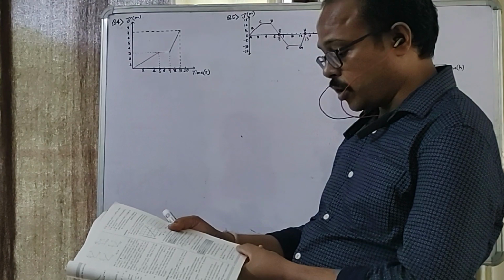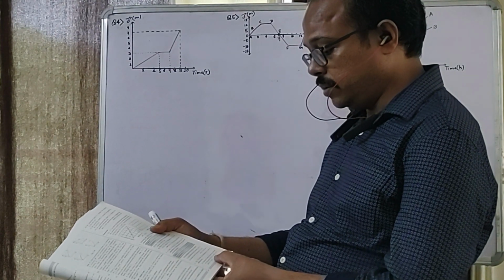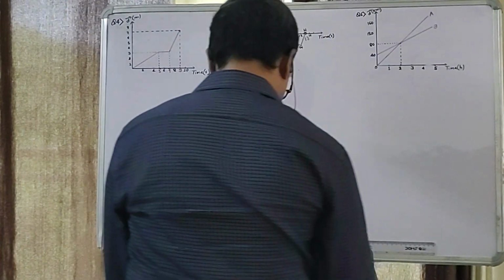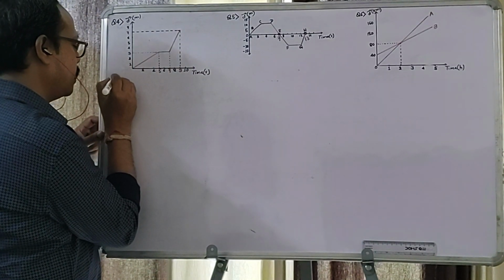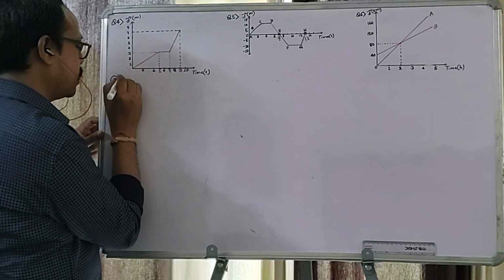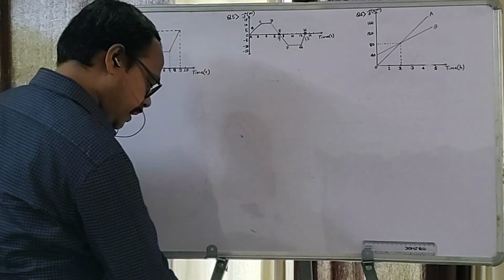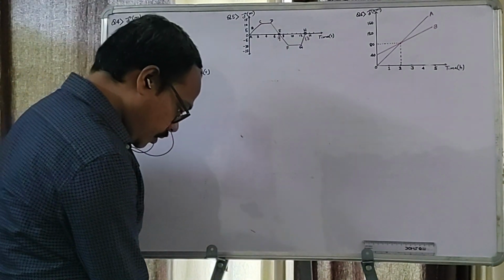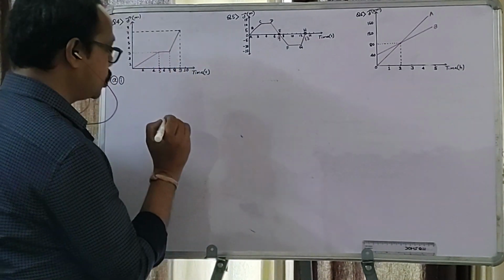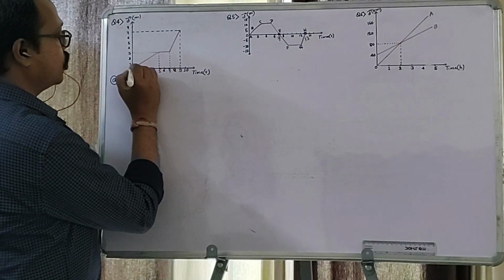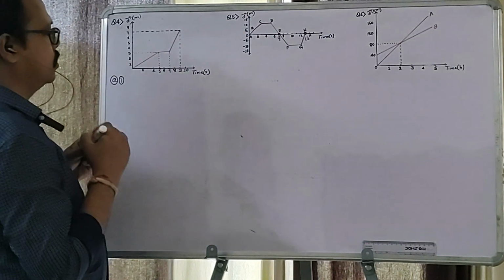Calculate the velocity of the body as it moves for time interval. First part. Okay. So question number 4, part A. Part A is part 1. What it says? It says calculate the velocity of the body as it moves for time interval 0 to 5 seconds. So 0 to 5 seconds, what is?